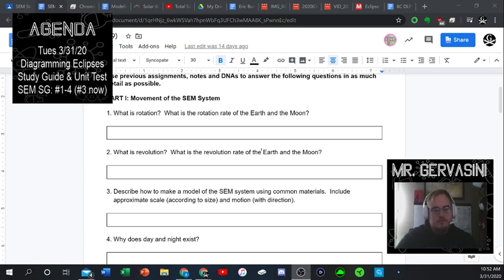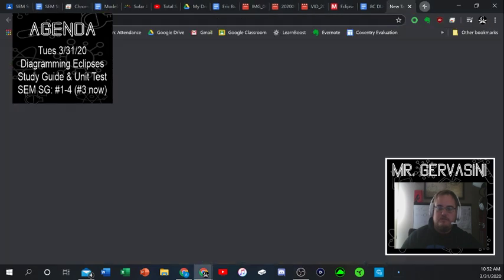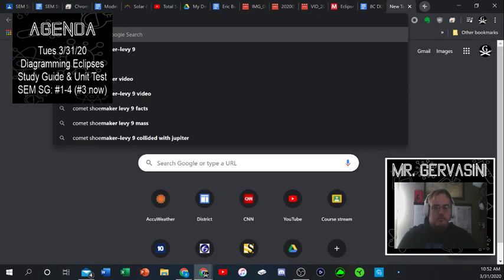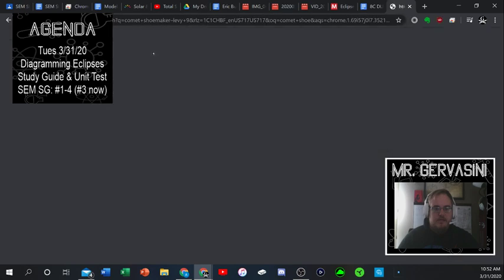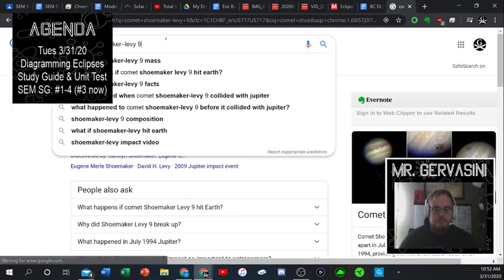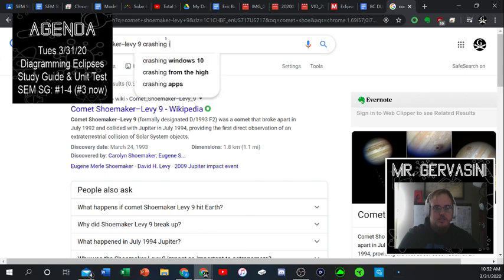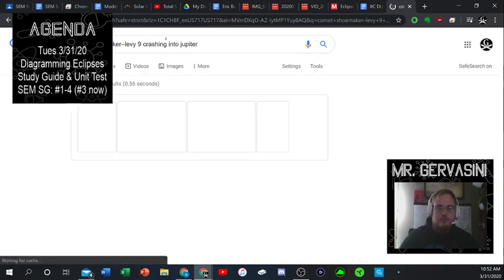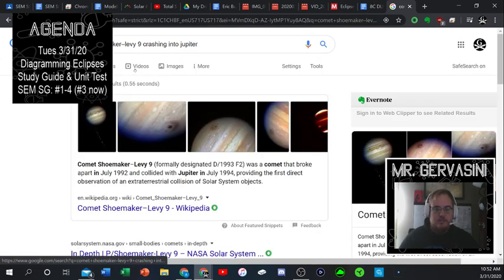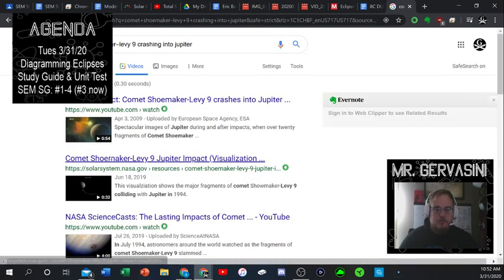Could you theoretically set off Jupiter on fire? I mean, eventually the explosions will kind of dissipate, but yeah, you could cause massive explosions on Jupiter. If you're interested, you could look up footage of Comet Shoemaker-Levy 9 crashing into Jupiter. You weren't even born in 1994.